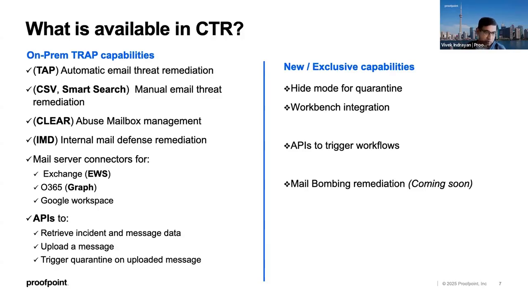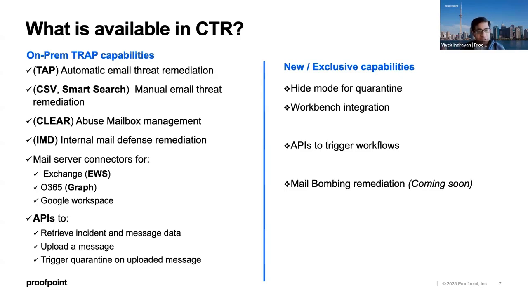What is to be noted is, because Exchange is what it is, that would work via EWS APIs. And with O365, we now support Graph as well as EWS. But again, we would like you to set up Graph because EWS is going end of life eventually. We also launched APIs for CTR over the course of this year. These can serve a variety of use cases.